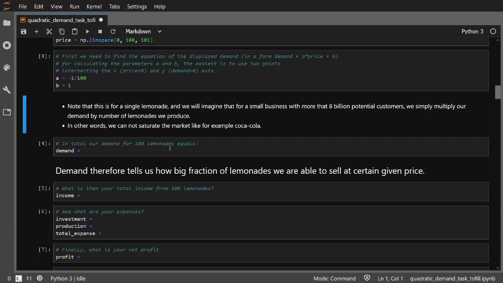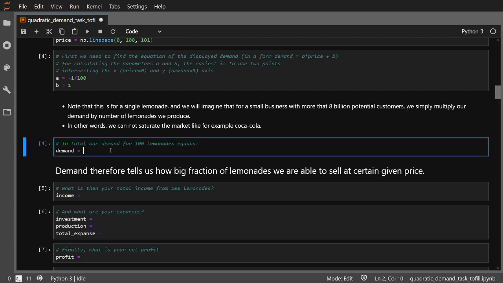Note that our demand curve is in the form of a fraction, and therefore you can think of it as a demand for a single lemonade. But in reality, we need a demand for n lemonades. In real life, you can also imagine that producing more and more will eventually saturate the market. That means that demand for your 1 billionth lemonade will probably be lower than for the first one. However, we will assume that we are small producers and we have potentially 8 billion customers, so simply our demand for n lemonades will be n times demand for 1.